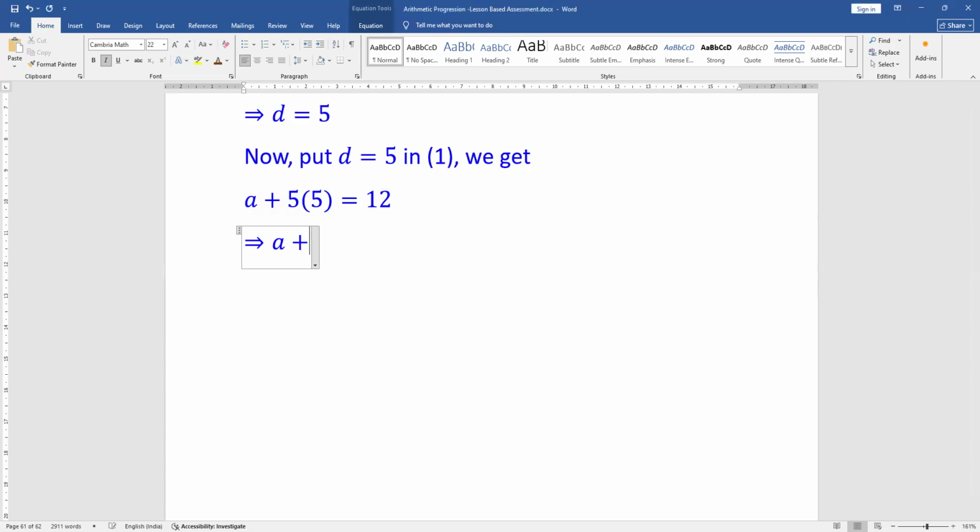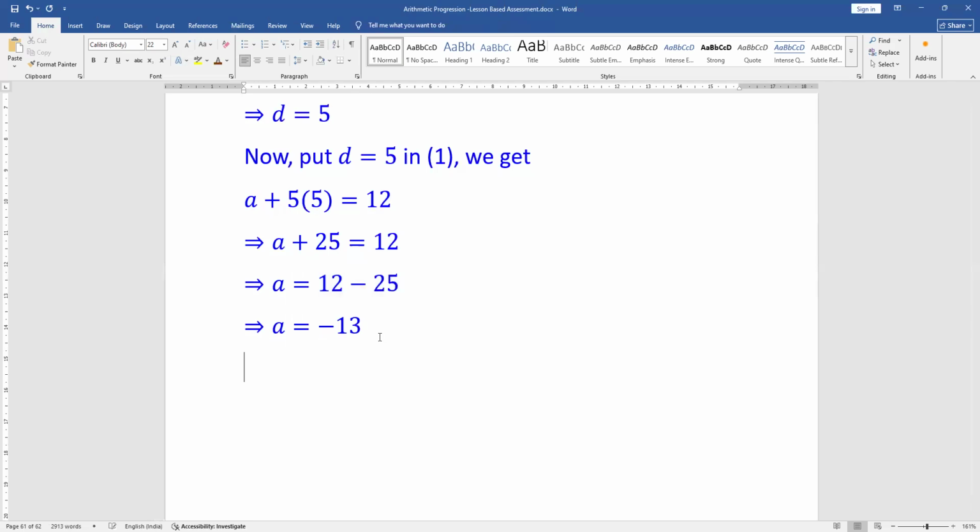So a plus 5 fives is how much? See, 5 followed by a bracket is multiplication. So 5 fives is 25, equals 12. Then in my next step, you get a equals, because 25 moves to the right hand side, you get 12 on the right hand side, 12 minus 25. Okay, so that means you get how much? So you get a equals 12 minus 25. The sign comes minus, because which is the bigger number? 25 is a bigger number, so I get minus 13.